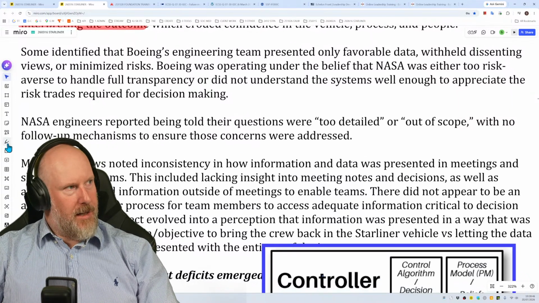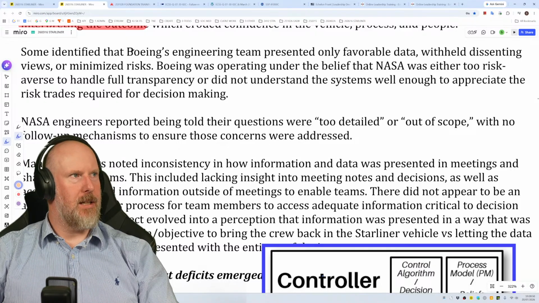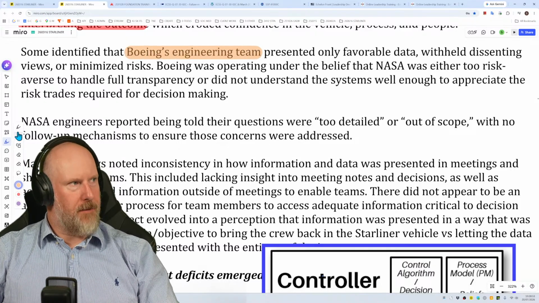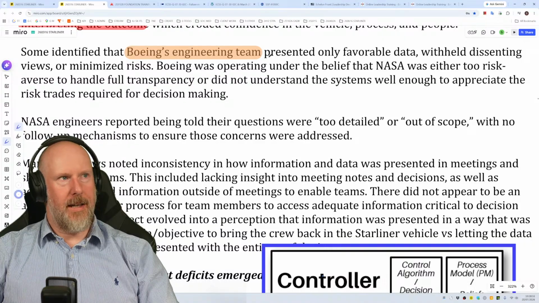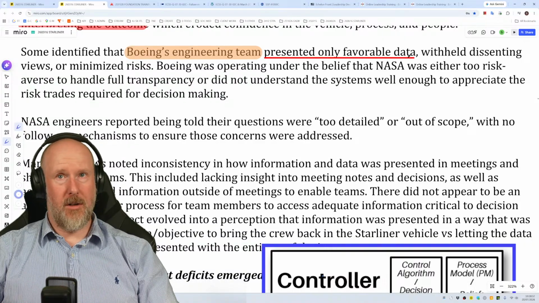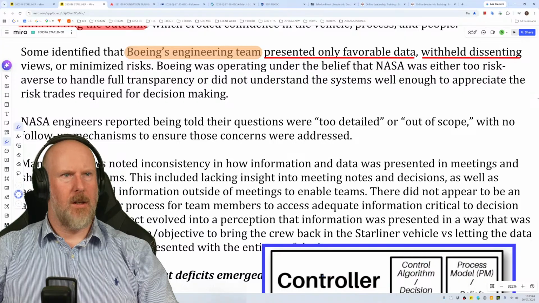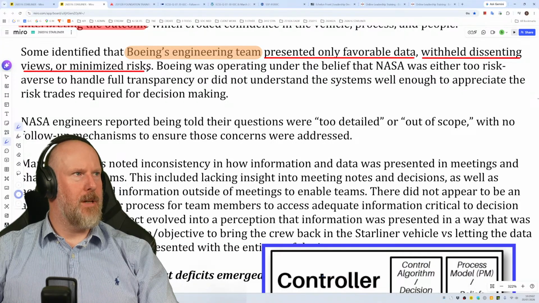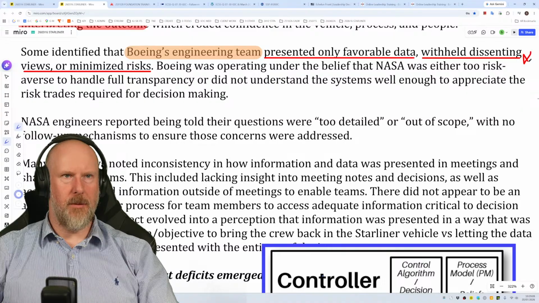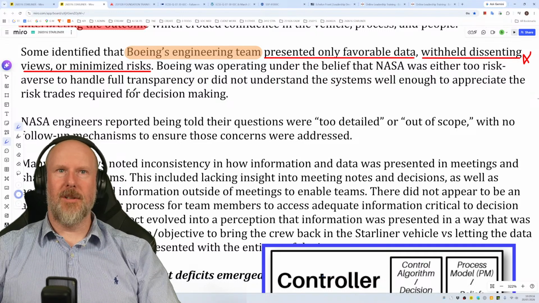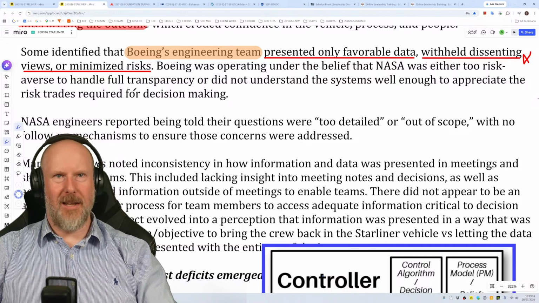Some identified that Boeing's engineering team presented only favorable data. Again, that could have been real or it could have been a perception. Withheld dissenting views or minimized risks. Yes, I've been in a few meetings like that over the years. There's a perception of it, and then when there's actual evidence that that's what they've done, that really, really upsets the apple cart.